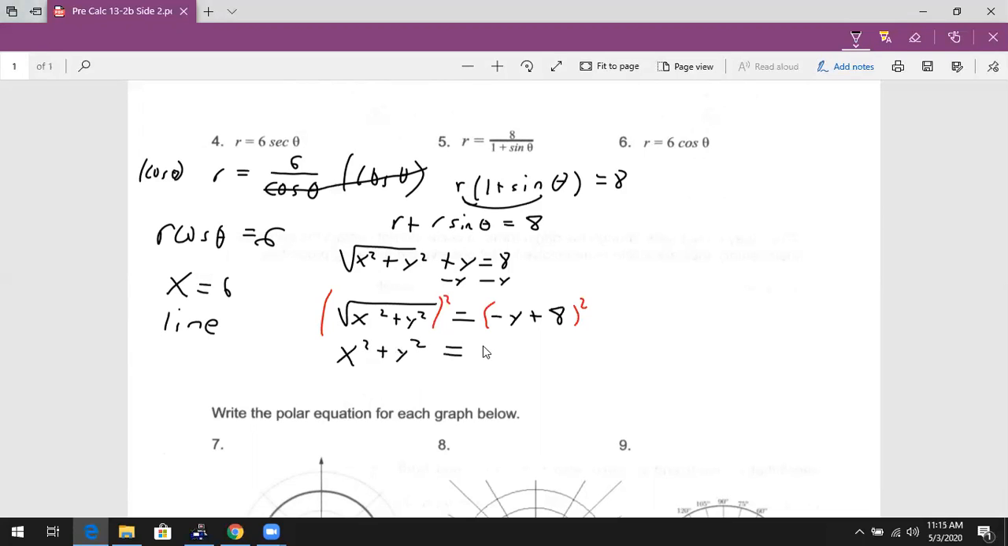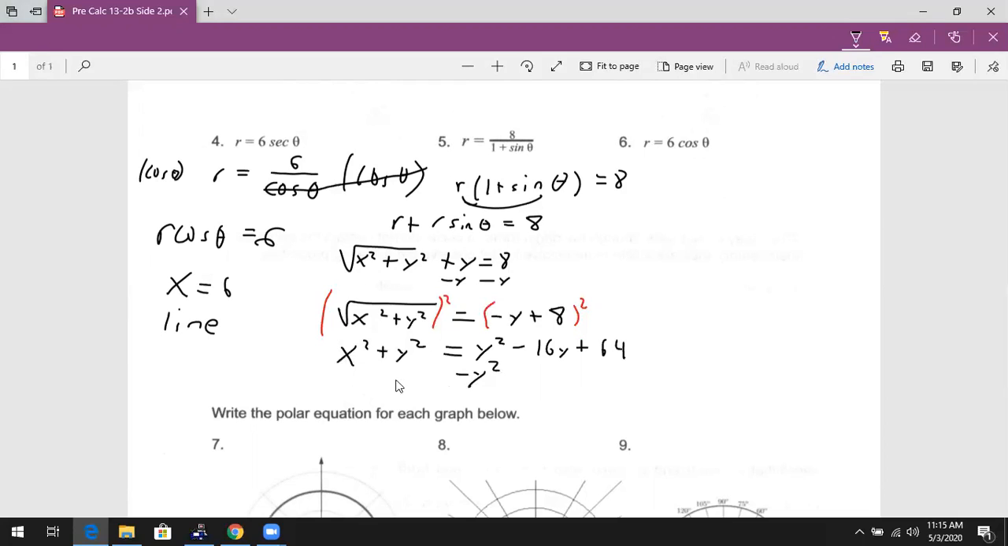When I square the right side, I got to FOIL it. So first times first, negative times negative is positive. y times y is y squared. Outside times outside is minus 8y. Inside times inside is minus another 8y. So minus 16y. And then last times last is plus 64. We want to put everything on one side.